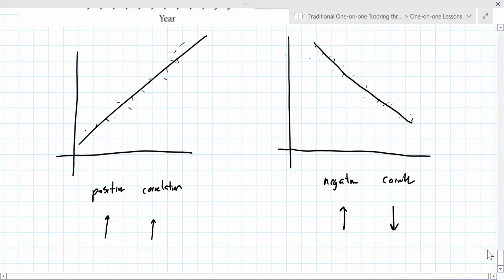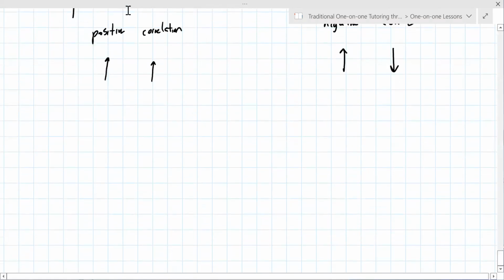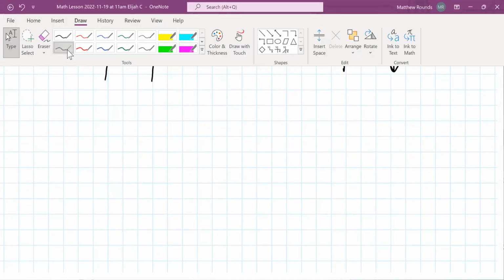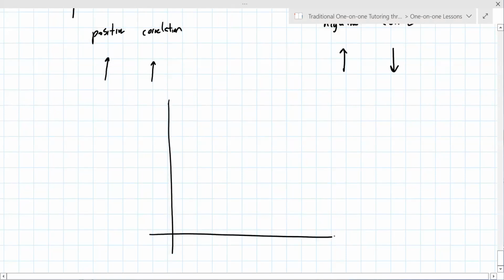So there's a third possibility, which is that there's no correlation, or it just stays flat.